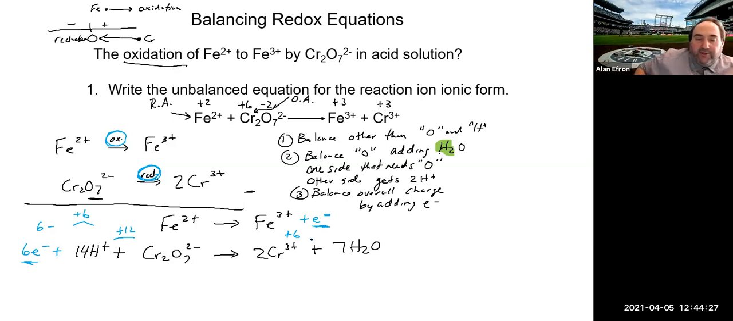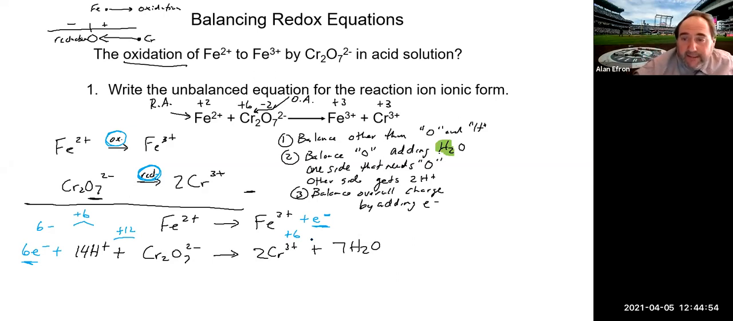When you add electrons, and if you end up adding them to the same side of the arrow, you screwed up. Yes, they should always end up on opposite sides of the arrows because one is losing electrons, one is gaining electrons, so always opposite sides. And again, understanding which one's your oxidation and reduction could help you make sure that you're adding them to the correct side. Any questions on that so far?